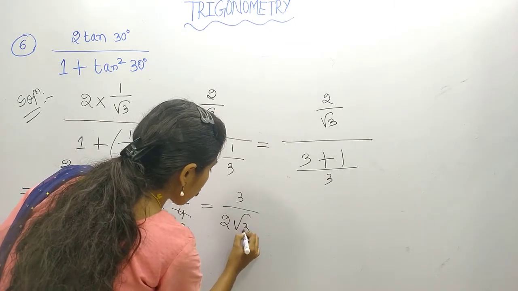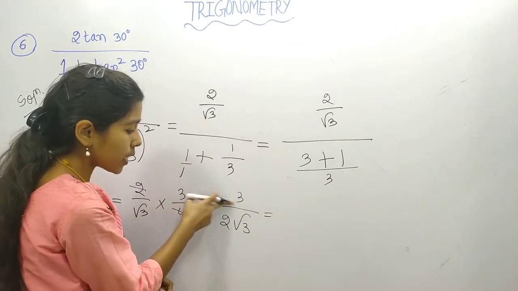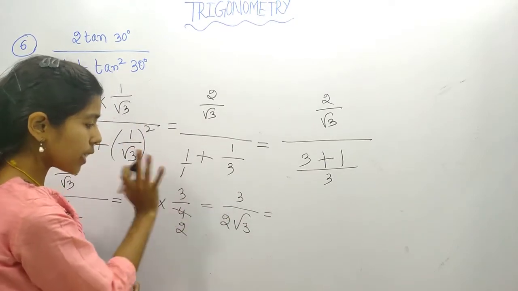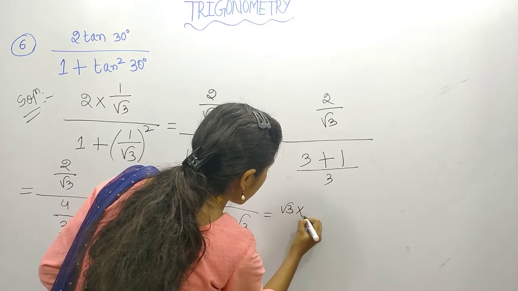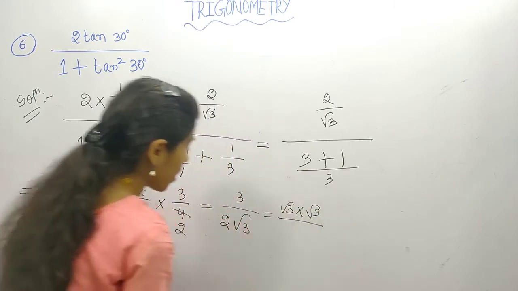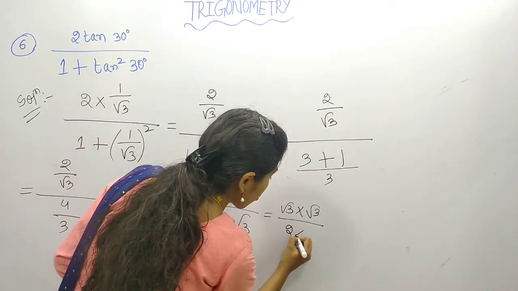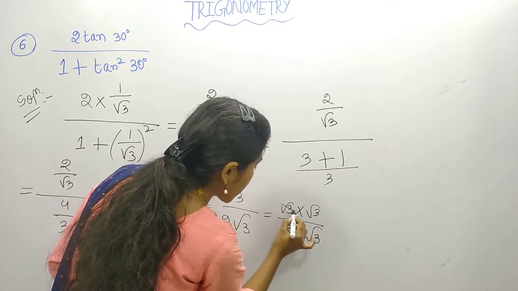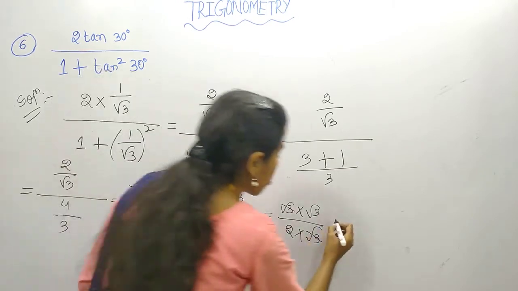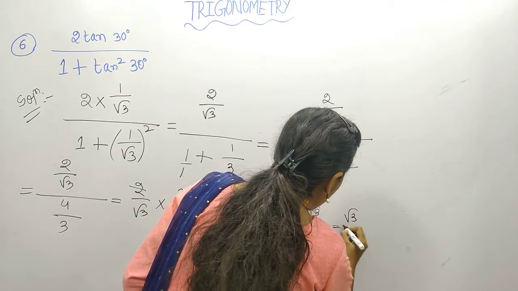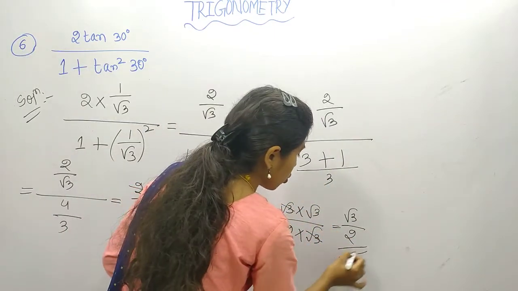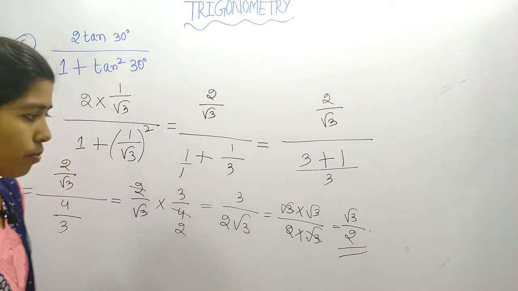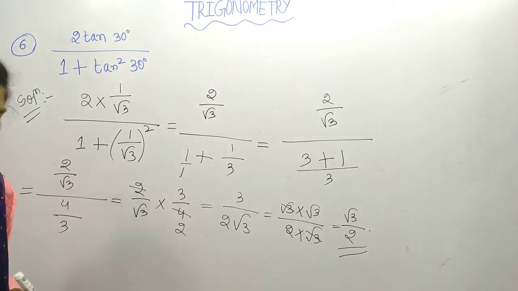Right? So here you see, here 3 is there, here root 3 is there. So we can simplify easily. So instead of 3 we will write root 3 into root 3 divided by 2 root 3. 2 into root 3. 1 will cancel each other. So answer will be root 3 divided by 2. Okay. This is our solution. So let's move to next question.